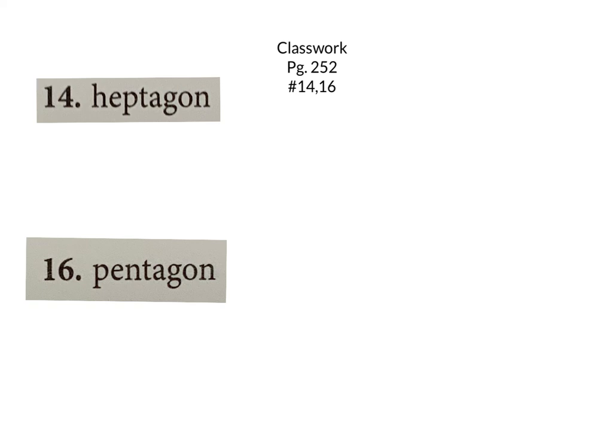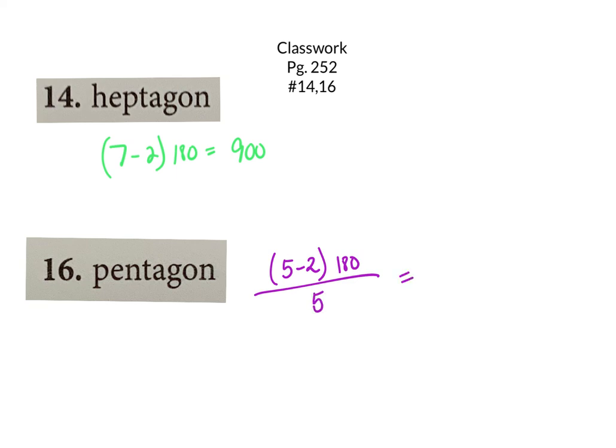For the heptagon, you should have gotten 900. How many sides is a heptagon? That's important. 7, so 7 minus 2 is 5. 5 times 180, you should have gotten 900, all right? A pentagon. How many sides is a pentagon? 5. So the first thing you would do is 5 minus 2 times 180, and then you're going to divide that by 5. So you should have gotten 108 here for the individual interior angle measure, all right?